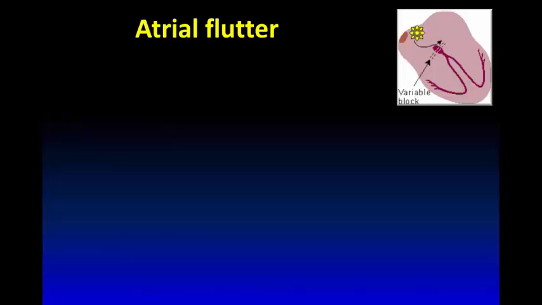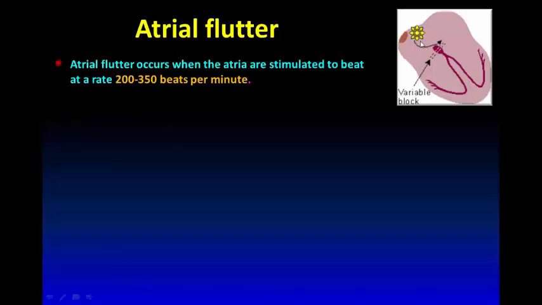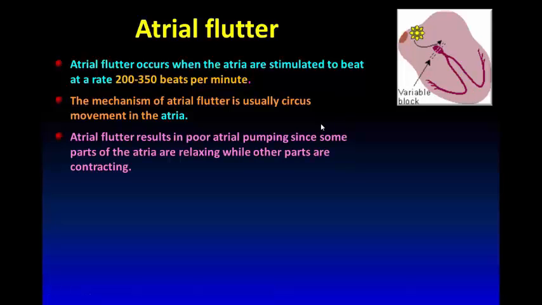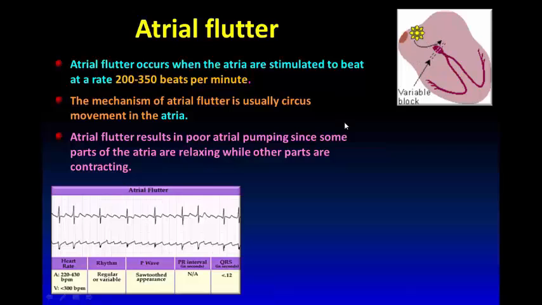Now let's describe atrial flutter. Atrial flutter occurs when the atria are stimulated to beat at a rate of about 200 to 350 beats per minute. The mechanism of atrial flutter is usually a circus movement in one of the atria. Atrial flutter results in poor atrial pumping, since some parts of the atria would be relaxing while other parts are contracting.